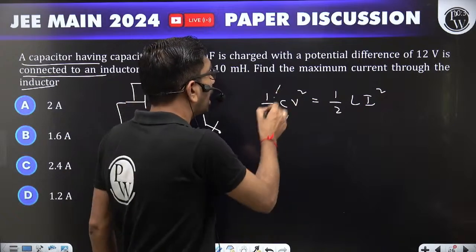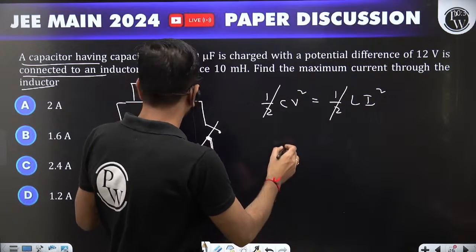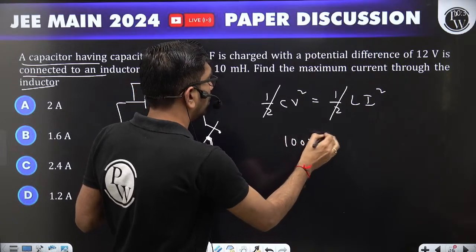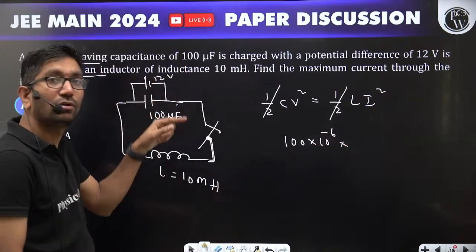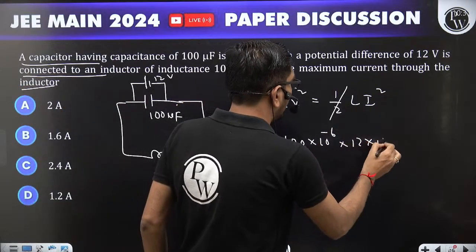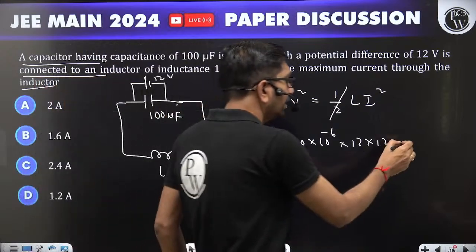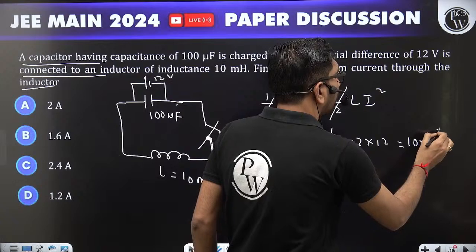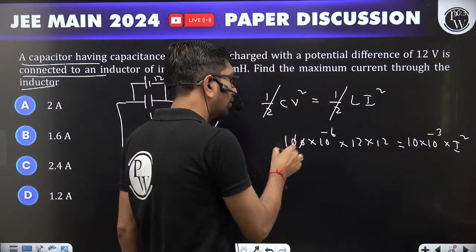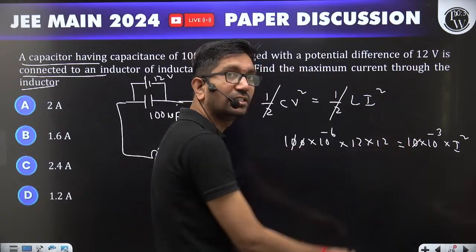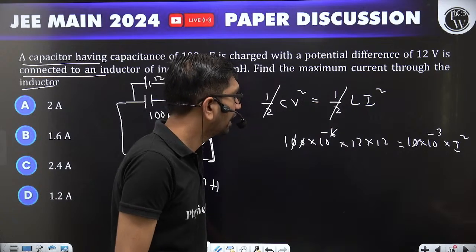Now, the half gets cancelled. CV square: the C value is given as 100 micro, and micro is nothing but 10 power minus 6, right? So V square is 12 into 12, equal to the L value, given as 10 milli, 10 power minus 3, into I square.